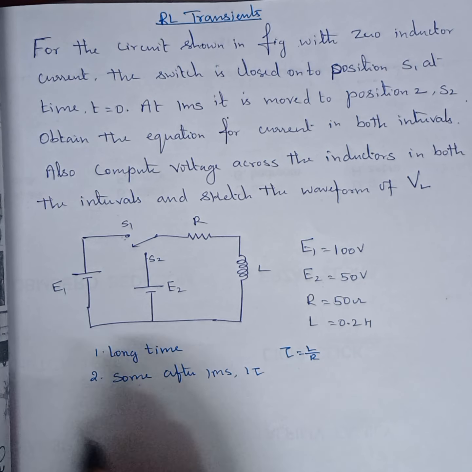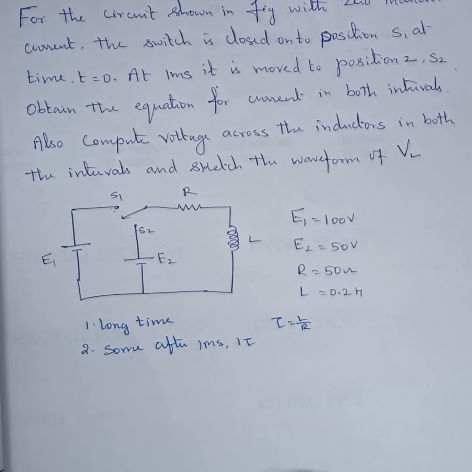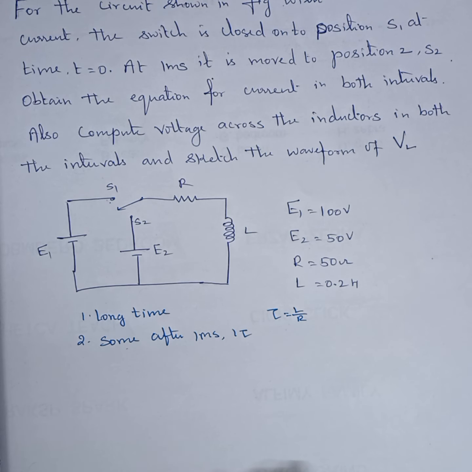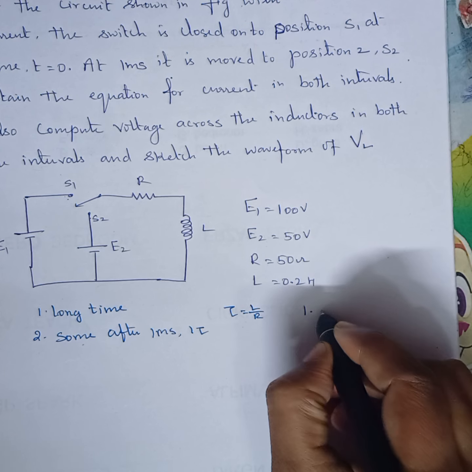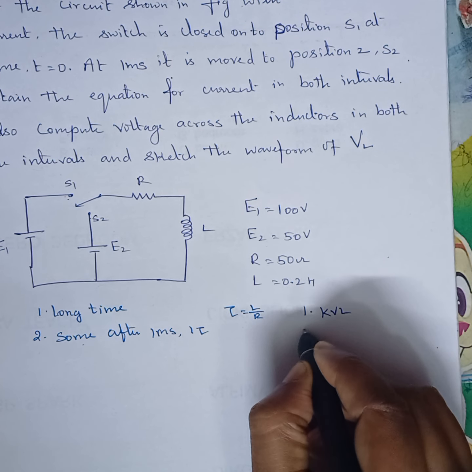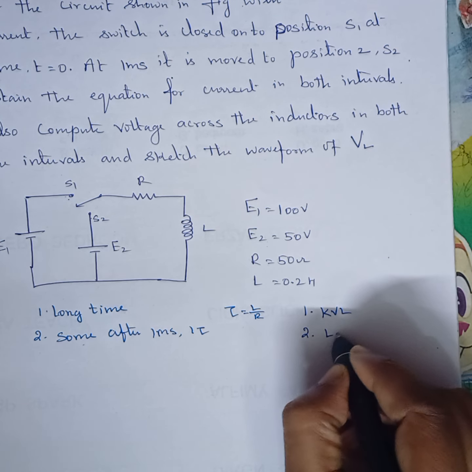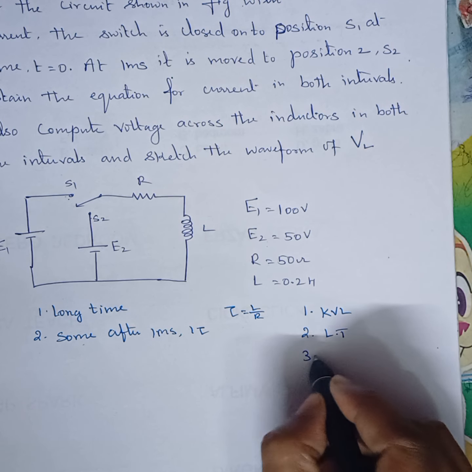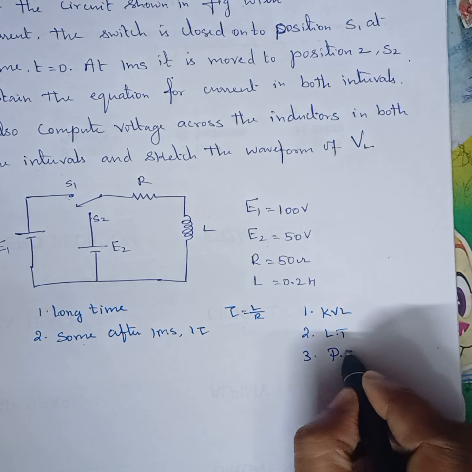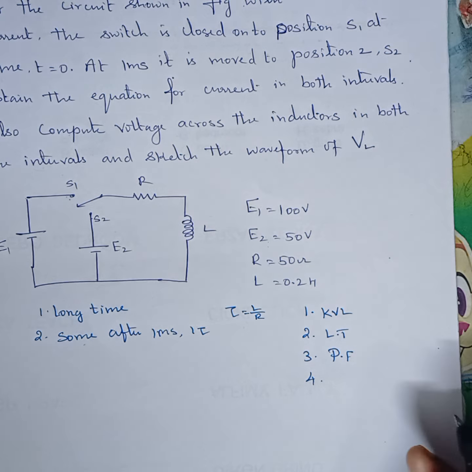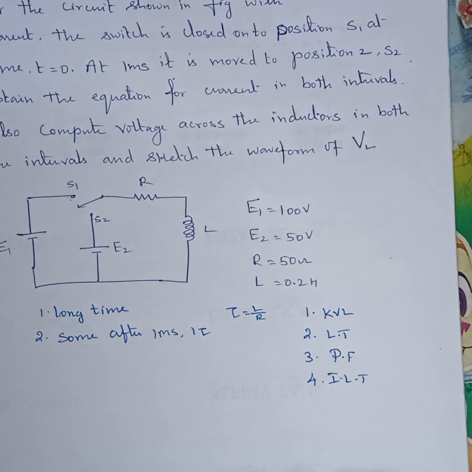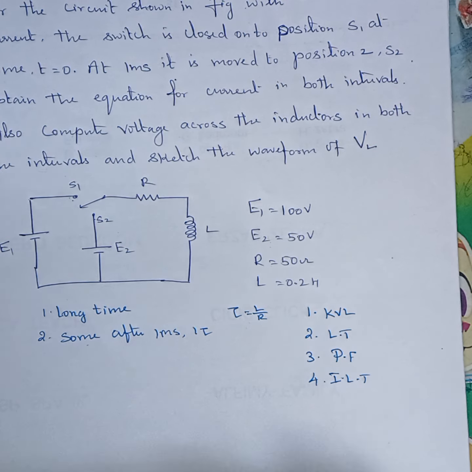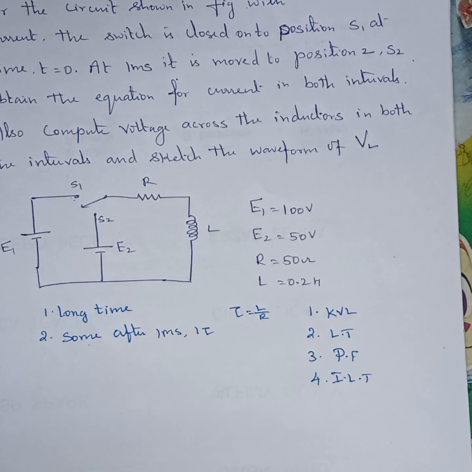So first, as I said earlier, to find the current, what are the 4 steps I told already? First one, you have to write the KVL equation. Second, we have to find the Laplace transform of that. Third, take the partial fraction. Fourth, take the inverse Laplace transform. For any transient circuit you have to follow these 4 steps.